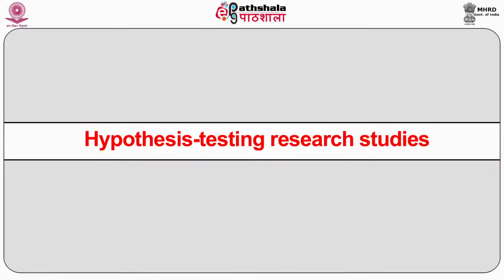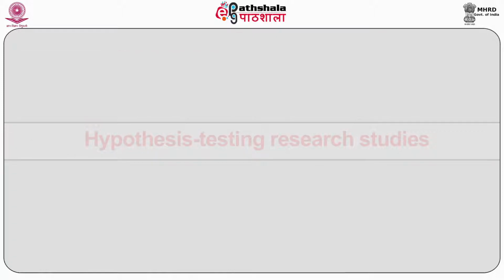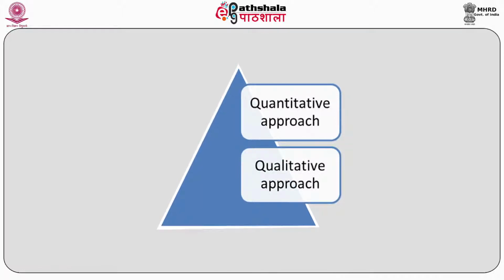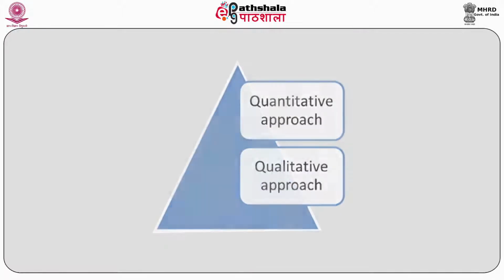Fourth, the hypothesis testing research studies. Under hypothesis testing research studies, the main objective is to test a hypothesis of a causal relationship between the said variables. In other words, this type of study tries to establish the association between the variables under study. Although research is present everywhere, the approach towards it may be different for different researchers. The research can be seen under two different approaches.